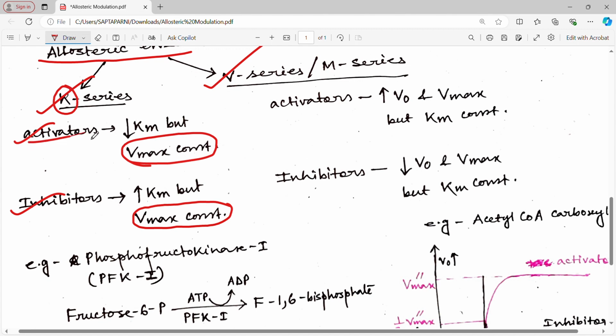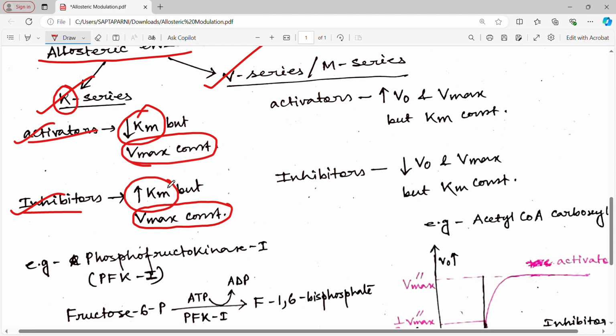If activators react to these enzymes, the Km value is down regulated. That means, we know that the Km value represents the affinity of enzyme towards the substrate. So whenever the Km value is decreased, that means the affinity is increased. That is why the activators increase the affinity of substrate towards enzyme and Km value is decreased. Okay. And when the inhibitors bind, obviously the affinity of enzymes towards substrate is decreased. That is why the Km value is increased.